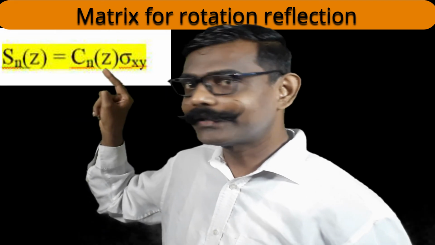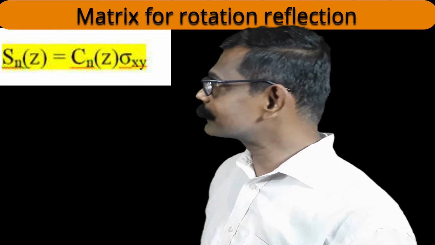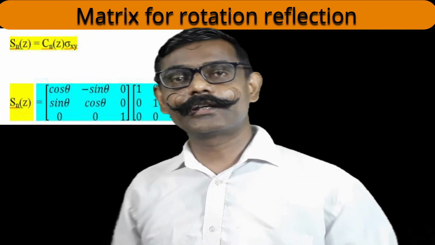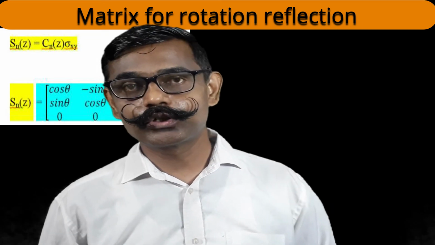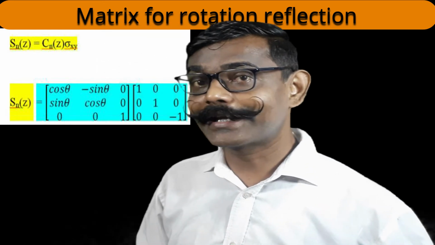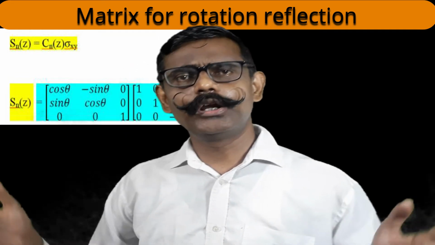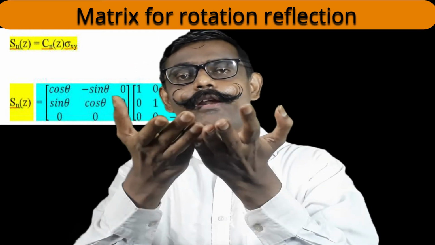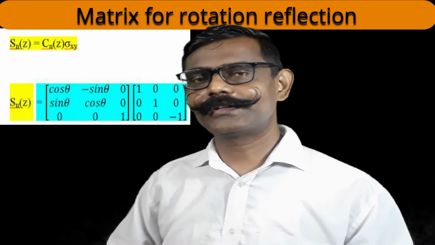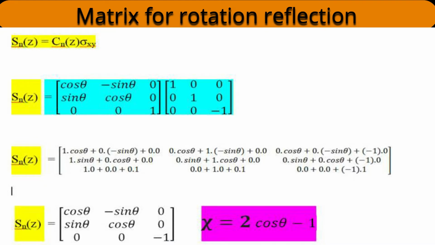Cnz means rotation by theta degree, I am considering. What is the matrix for that? Cos theta, minus sin theta, 0; sin theta, cos theta, 0; 0, 0, 1. And what is the matrix for sigma xy plane? It is 1 0 0; 0 1 0; 0 0 minus 1. Do the multiplication and we will get the matrix for Sn. It is a general representation. See the answer. Let us work to find the result.